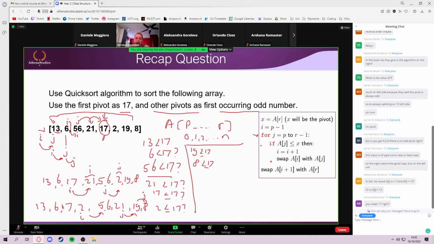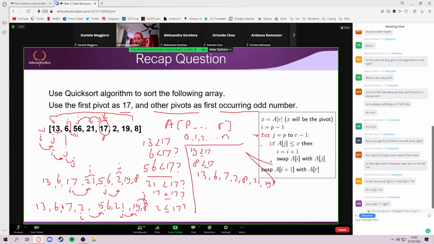So we switch the 56 and the 8. So we get 13, 6, 7, 2. And then we switch them around. So we get 8, 21, 19, and 56.